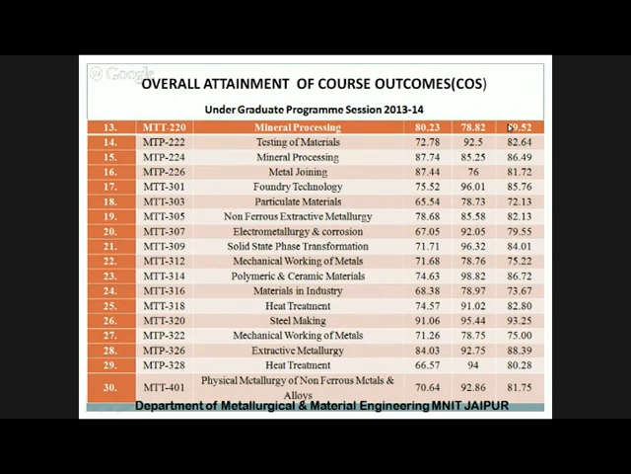Whatever is written here is the attainment of only one course, MTT 220, 82.64, and this is the attainment of MTT 222. Like that, you calculate the attainment for each and every course, and you take the average of all these courses, and that will give you the attainment of course outcome.